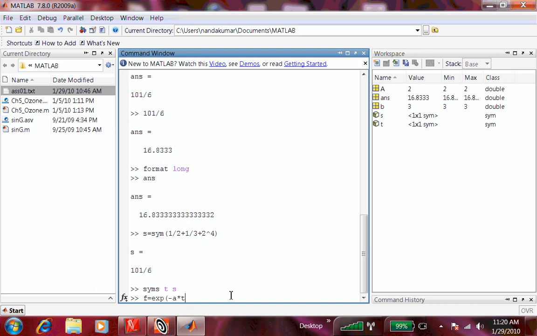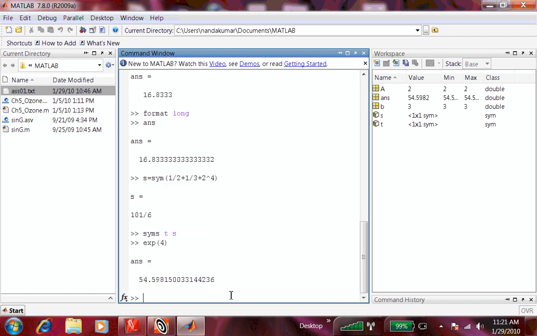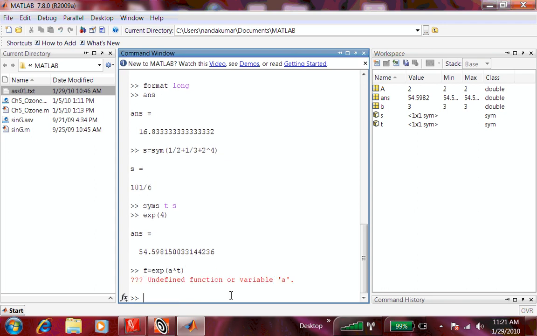So let me show you that as well before. If I did exponential of 4, what is it going to do? It's going to return me a number. Taking 4, this is like in the calculator pressing 4 and then exp. But if I say f is equal to exp of a times t, t now is a symbol. So it's going to define another function symbol f, exponential of a to the power t. This I call the message function.